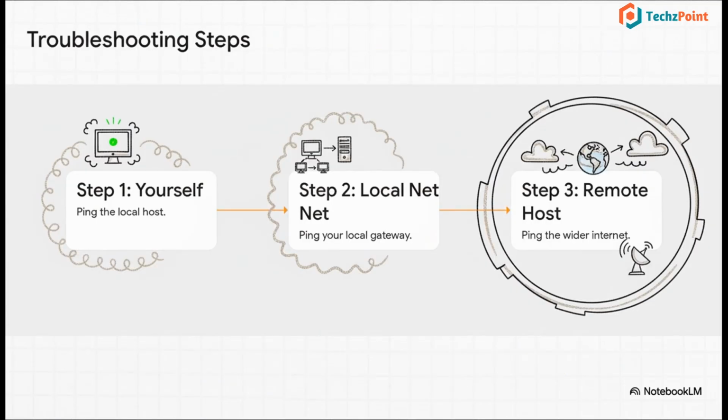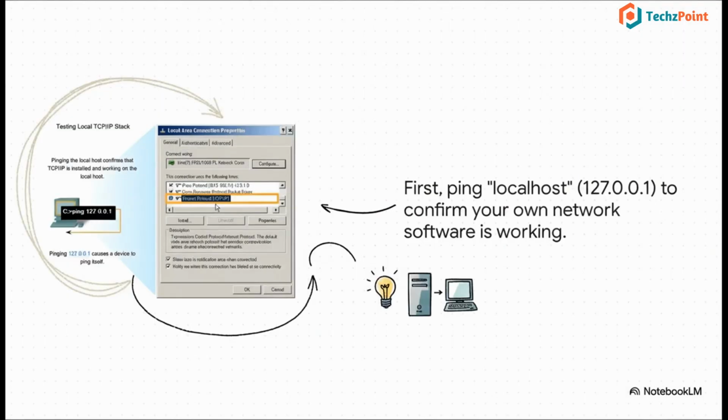And there's a really logical way to use ping for troubleshooting. You always start small and then work your way out. So first, you check yourself. Then you check your immediate neighborhood, and finally, you check if you can reach the outside world. Step 1 is always to ping this special address, 127.0.0.1, which is also known as localhost. This test doesn't even go out over a wire. It's an internal loop inside your own computer that just confirms your networking software is running. It's basically the tech equivalent of asking, is this thing on?